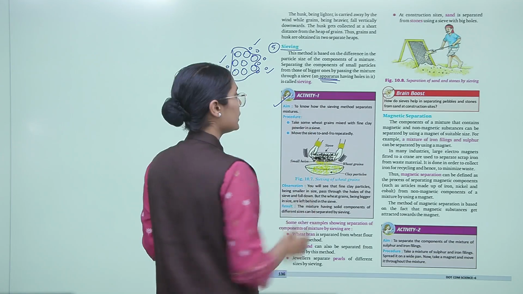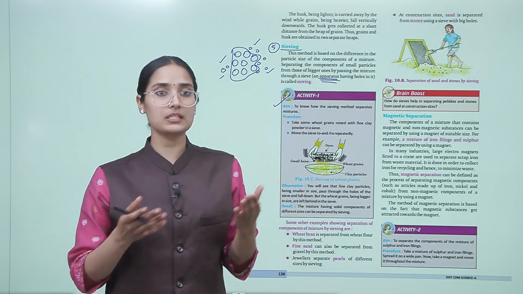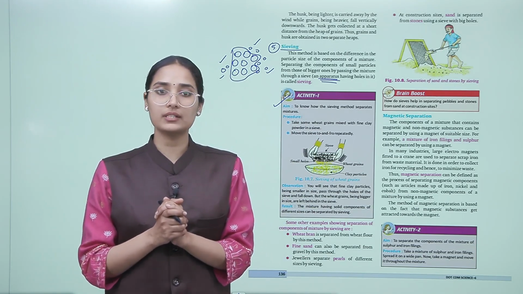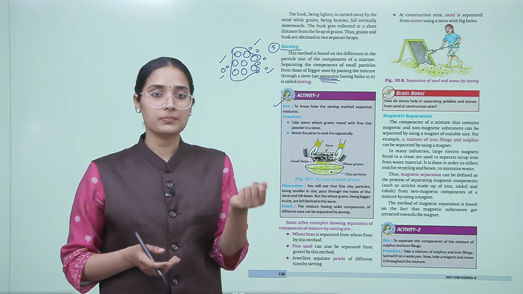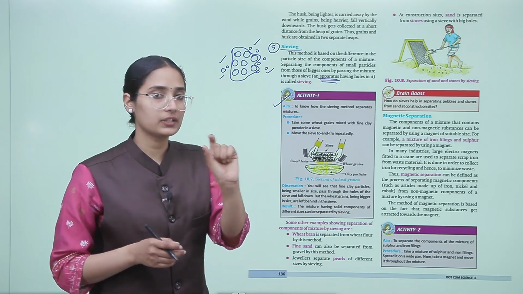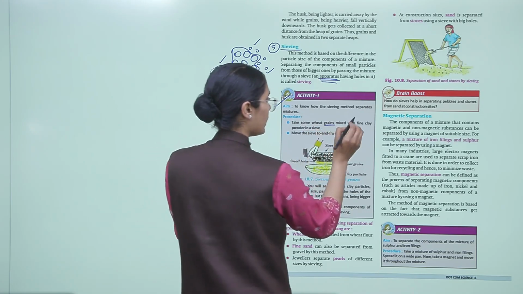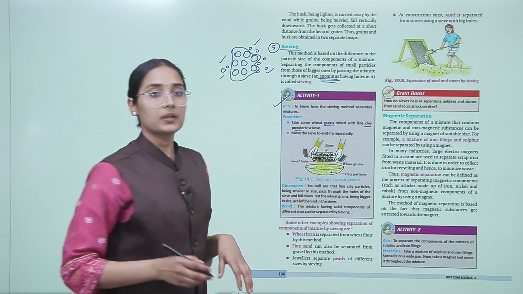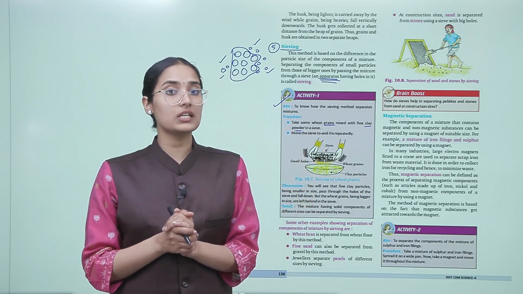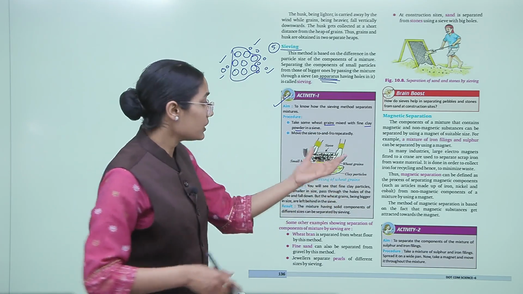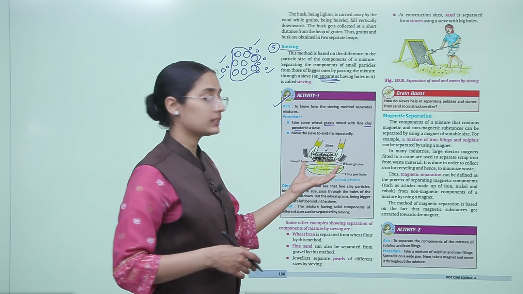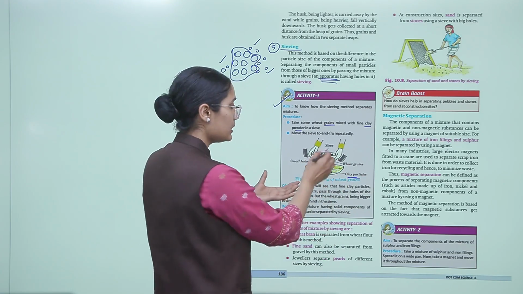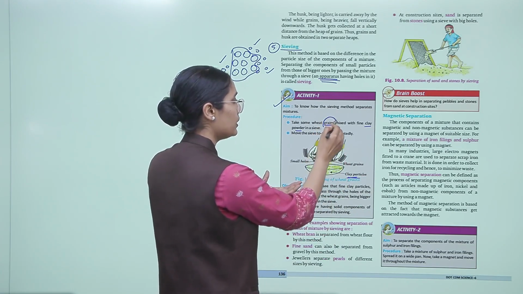Now let's do an activity to know how the sieving method separates a mixture. Take some wheat grains and mix them with fine clay powder in a sieve. The wheat grains are bigger in size than the clay powder. Now move the sieve to and fro repeatedly. When you move this, you will see that the clay particles sieve down, and only the grains remain in the sieve.